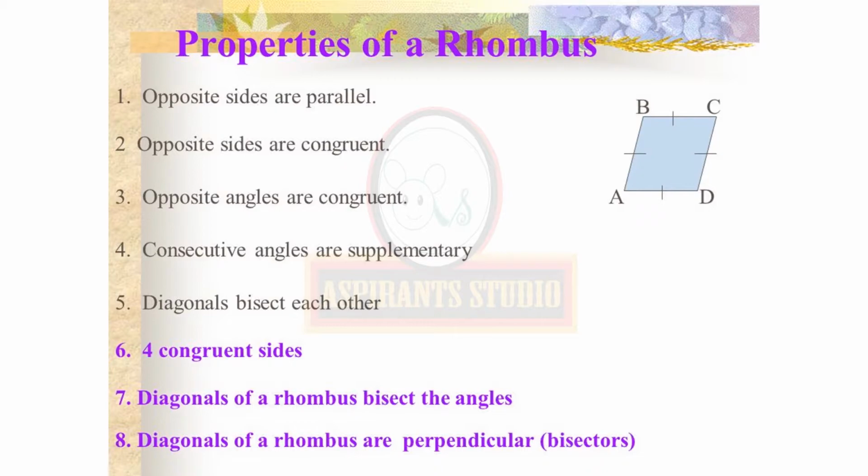Properties of a rhombus. Opposite sides are parallel. Opposite sides are congruent. Opposite angles are congruent. Consecutive angles are supplementary. Diagonals bisect each other. 4 congruent sides. Diagonals of a rhombus bisect the angles. Diagonals of a rhombus are perpendicular bisectors.